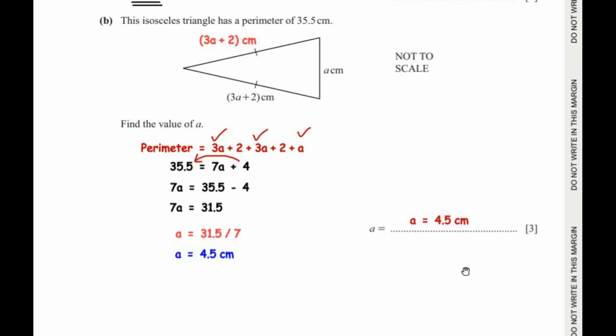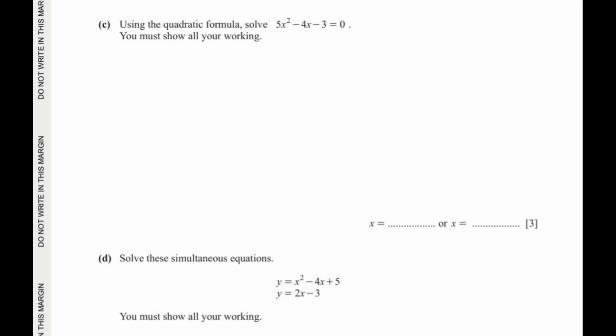Now moving on to the next sub question. Using the quadratic formula, solve 5x squared minus 4x minus 3 equal to 0. You must show all your working. Now let us first write down the quadratic formula. It is given as x is equal to minus b plus or minus the square root of b squared minus 4ac, over 2a.